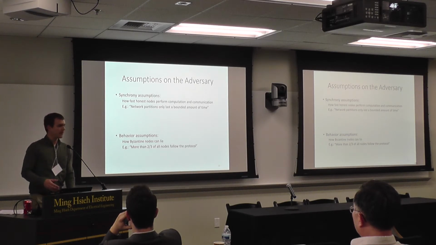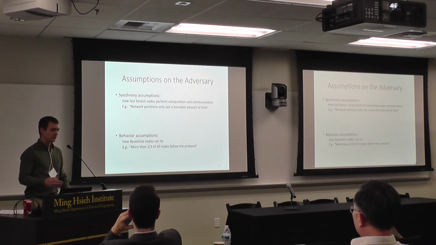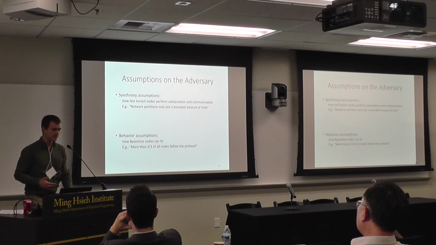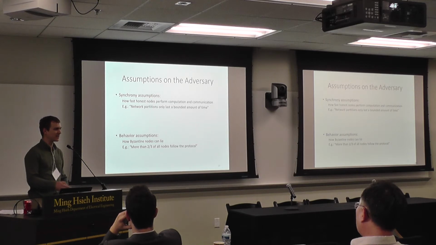Now, we propose to distinguish two different kinds of assumptions, which will determine the indulgence of our protocol, of many protocols. First, we consider synchrony assumptions. Synchrony assumptions basically say how fast the honest nodes can perform computation and communication. This doesn't really tell us anything about how the adversary can be malicious. This is just how the honest nodes deal with time and how on time they are with computing and communicating.